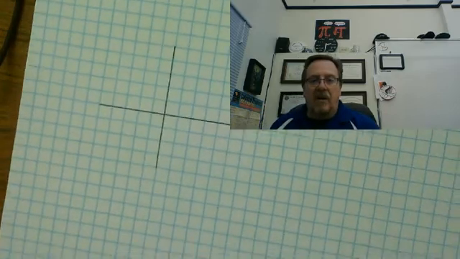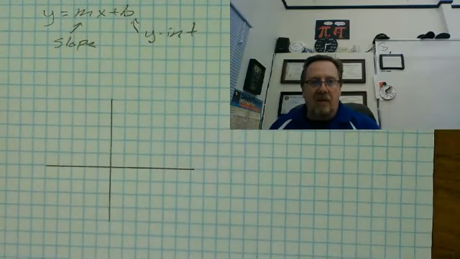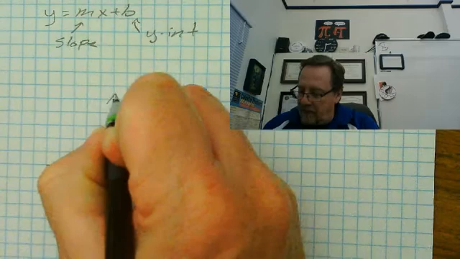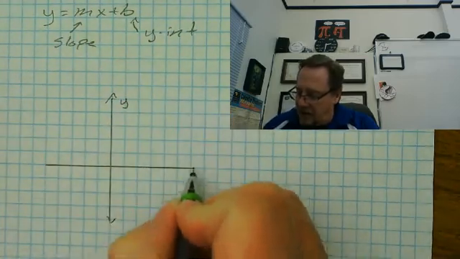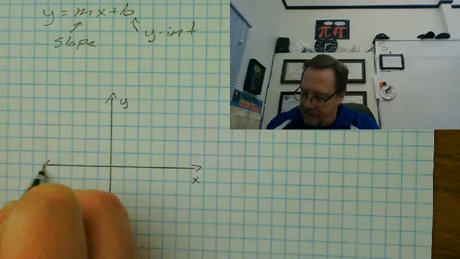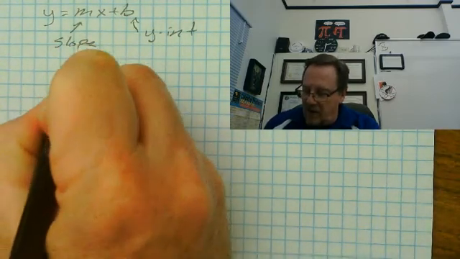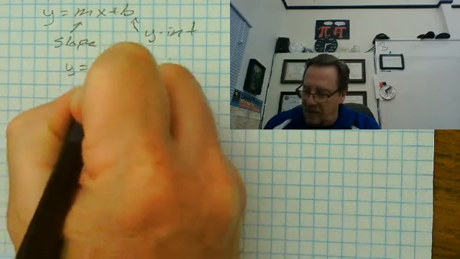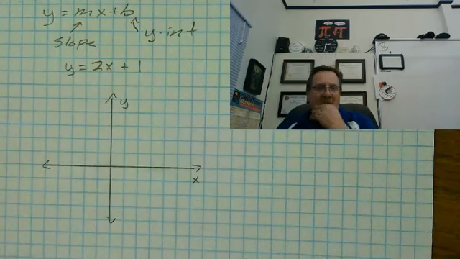Alright, so we've got our coordinate plane. Let's keep that up there. We've got a coordinate plane, and there's our y-axis, and this is our x-axis. And let's just write down an equation here. y is equal to 2x plus 1.